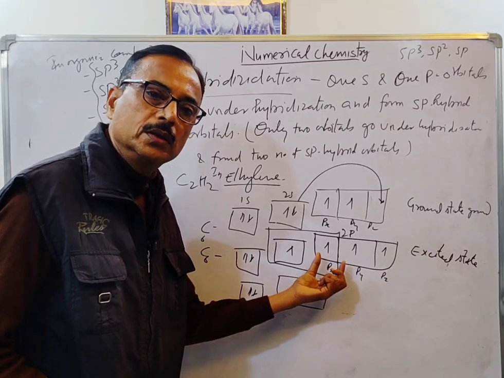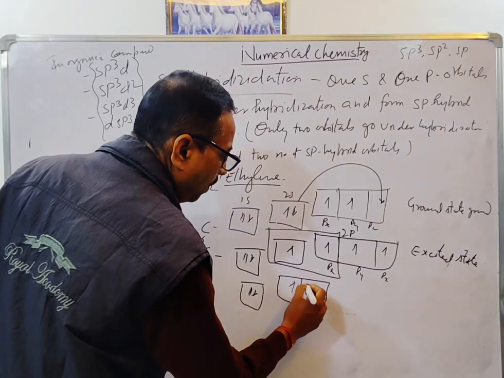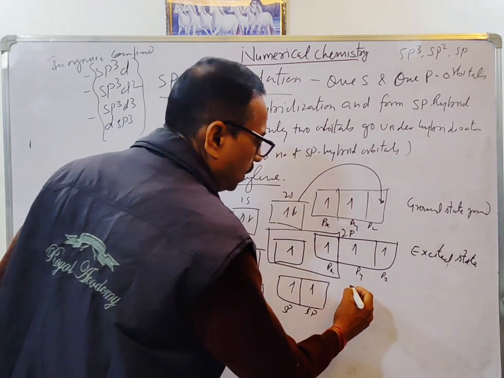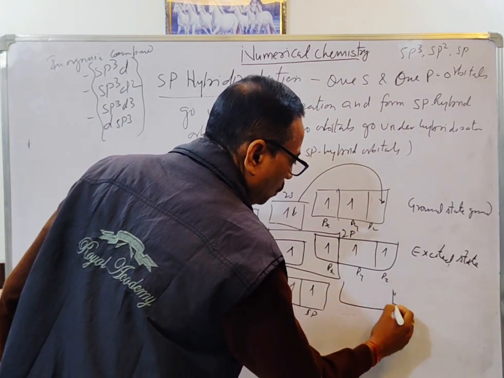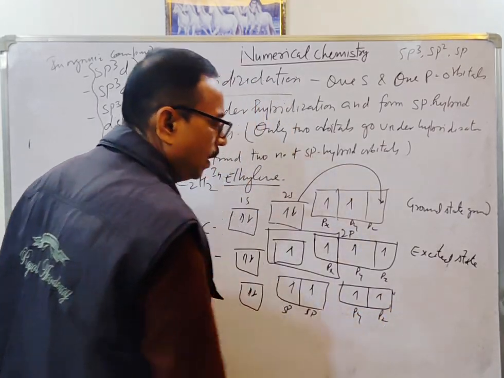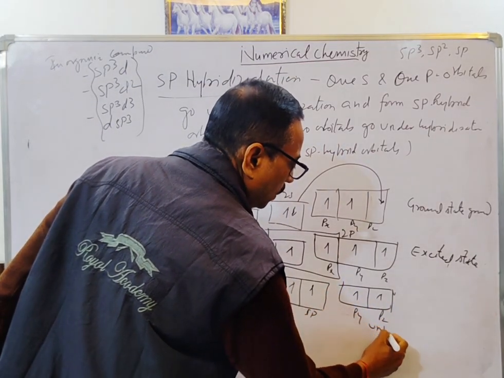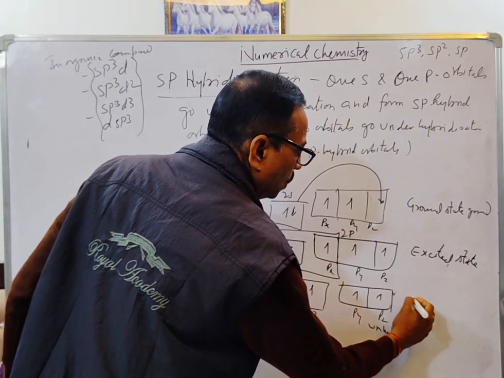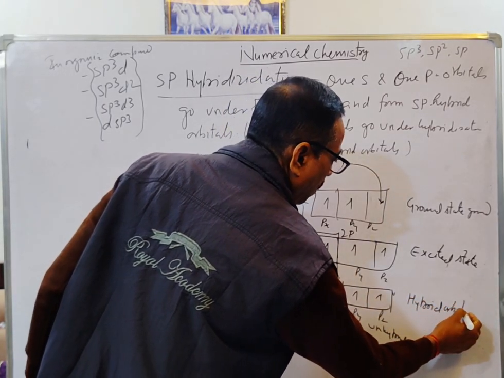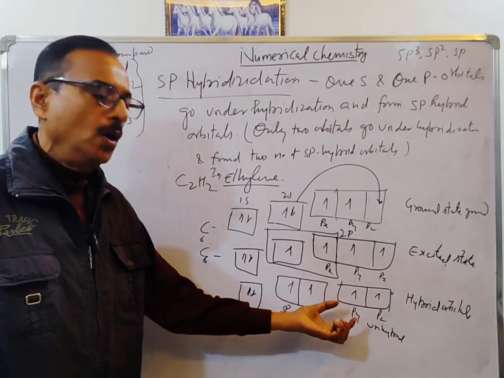Nearest energy orbitals 2s and px. Here 2s and px go under hybridization and form sp hybrid orbitals. This is an sp hybrid orbital, and two unhybrid orbitals like py and pz. This is hybrid, this is unhybrid. So this is called the hybridization process. Hybrid orbitals are formed, two hybrid orbitals. Now this is ready to form the bond.